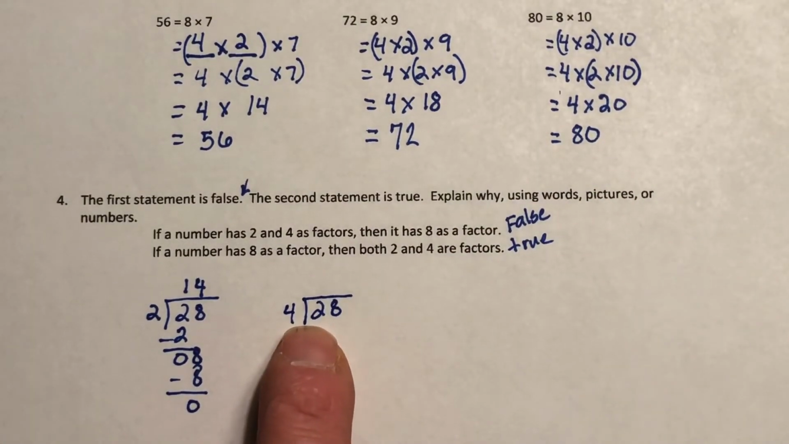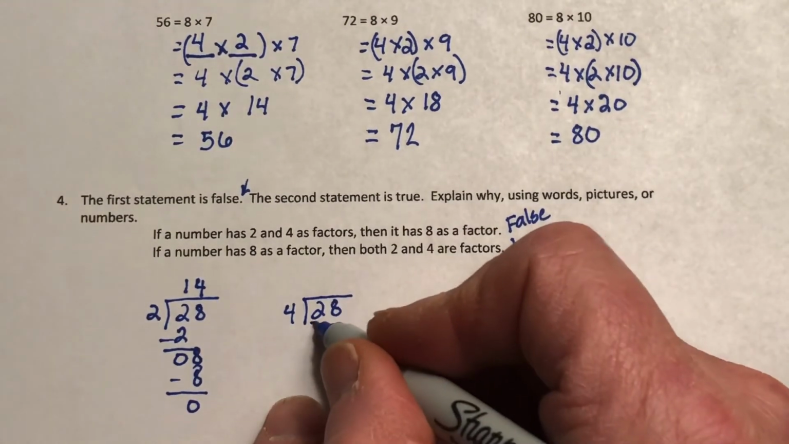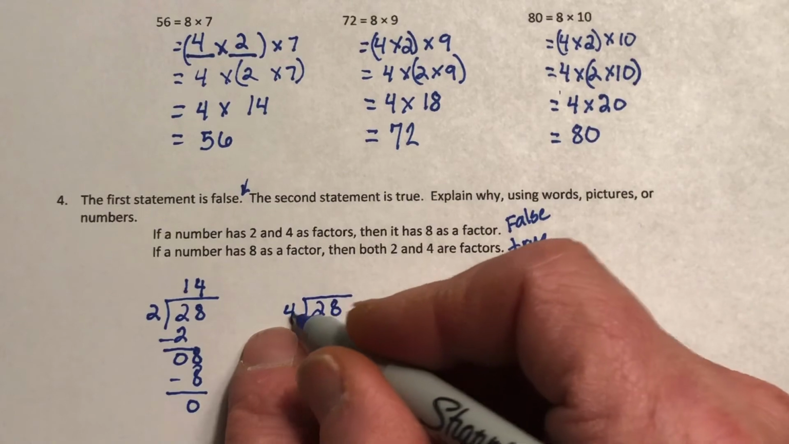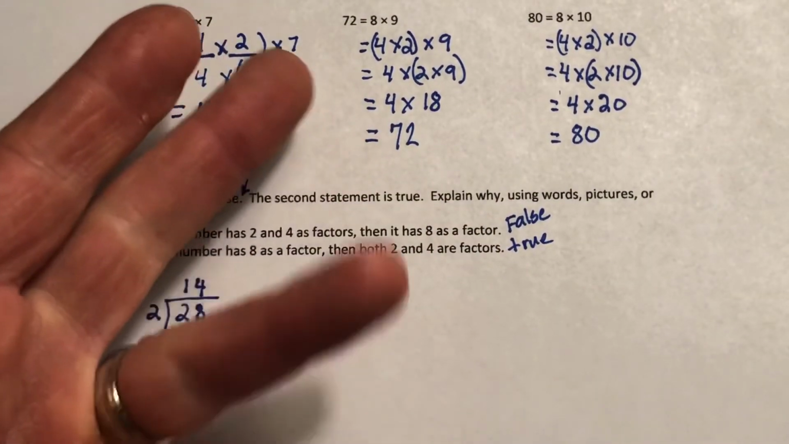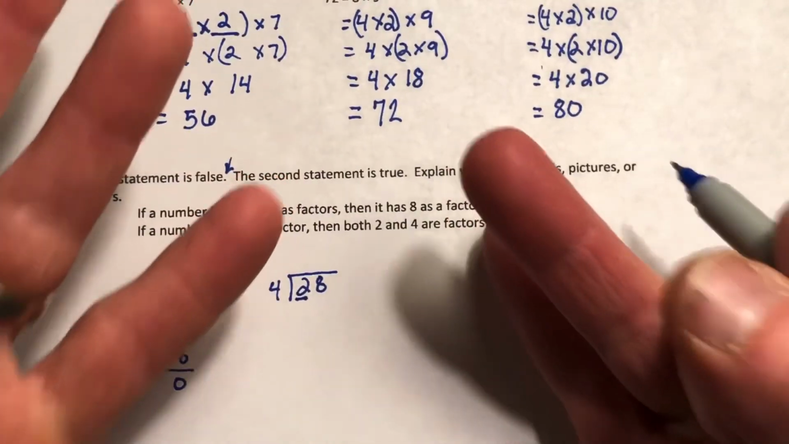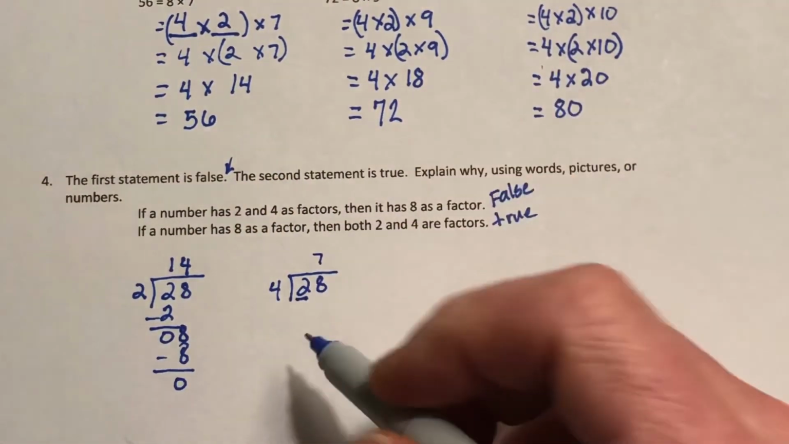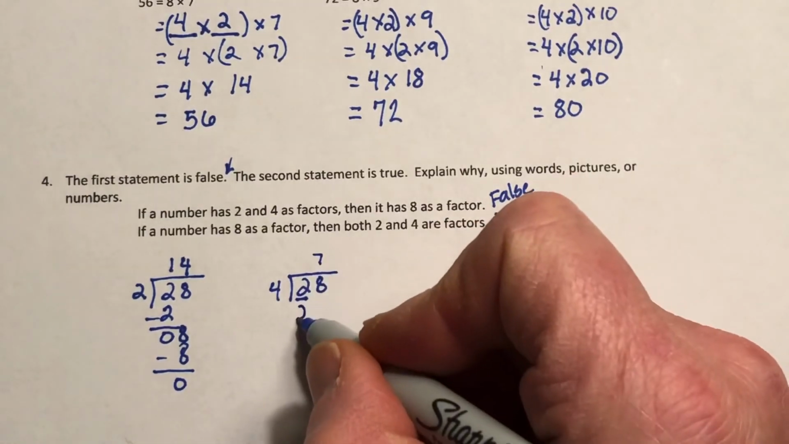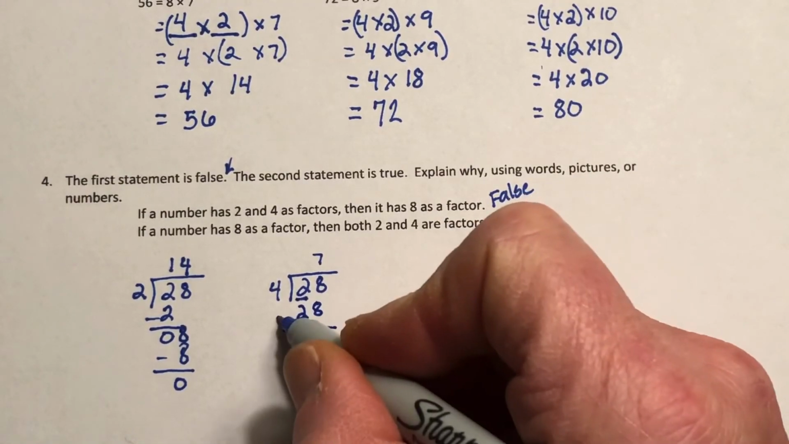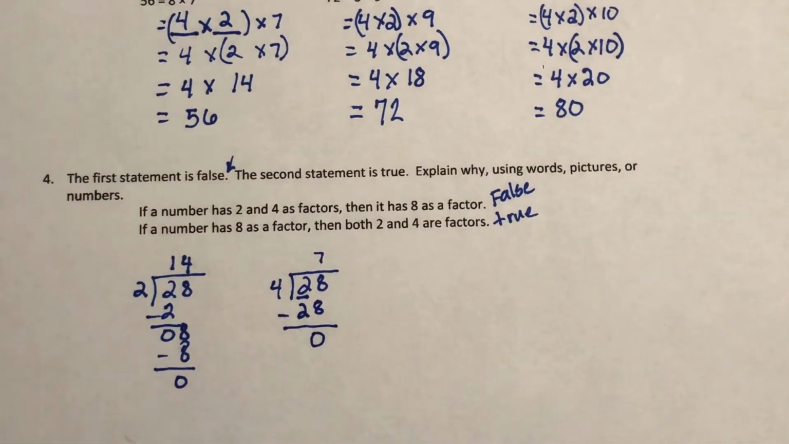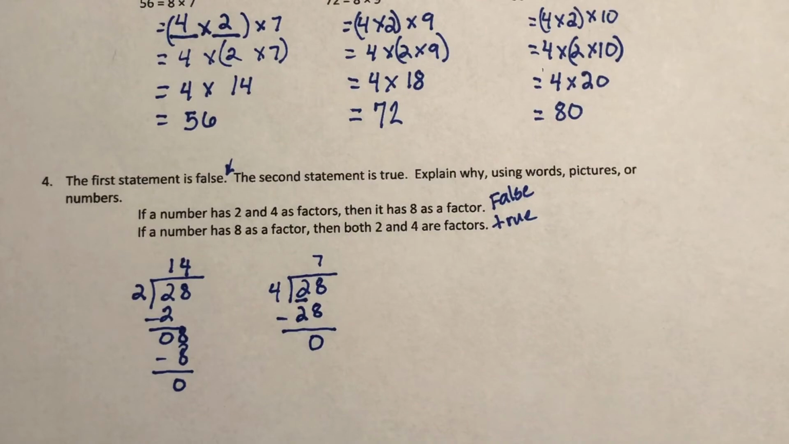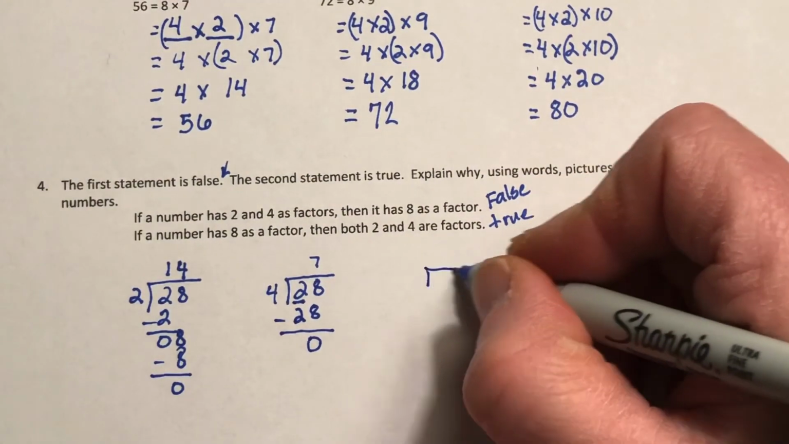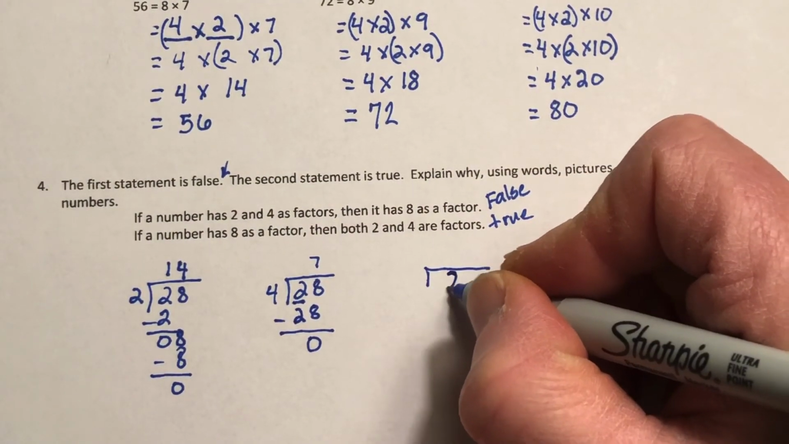Now let's try 28 divided by 4. 4 doesn't fit into 2. So we're just going to skip past that. We're going to make this 28. 4 fits into 28 how many times? 4, 8, 12, 16, 20, 24, 28. Fits in exactly 7 times. 7 times 4 is 28. And I subtract, I get 0. Okay? So that fits in. So we know the 2 and the 4 are factors of 28. Now let's try it with 8. Okay? I'm going to say 28.